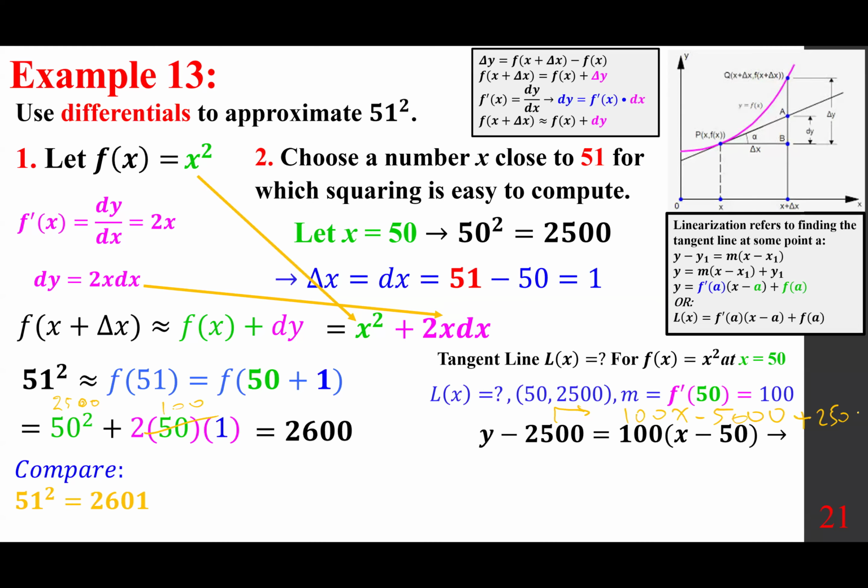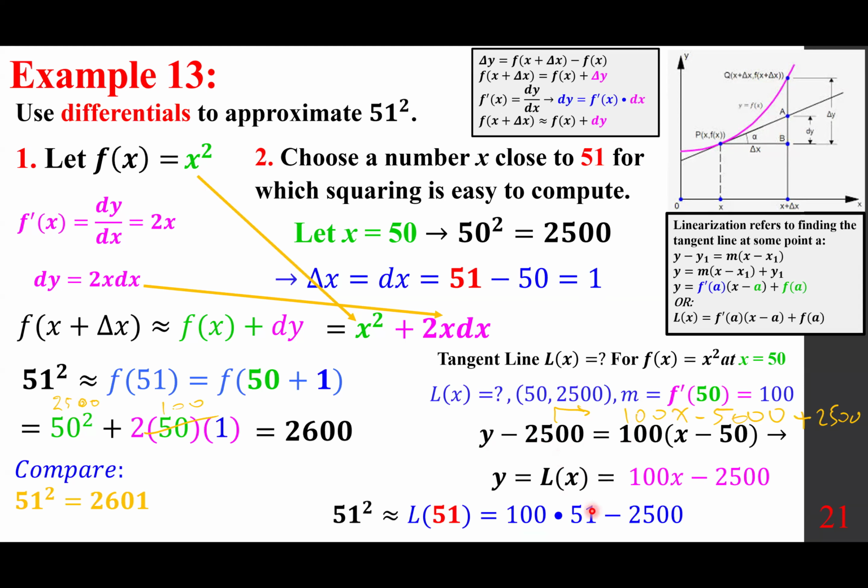plus 2,500. And you get y equals 100x. These two, they give us negative 2,500. If you replace the x with what you want, which is 51, you get 100 times 51 minus 2,500. And that's exactly what we got here. These two must be identical. Otherwise, we've made a mistake. And as you can see, the approximation is pretty good.